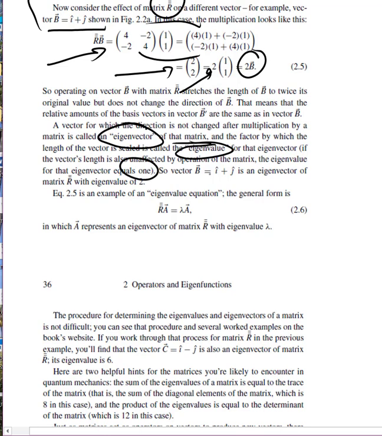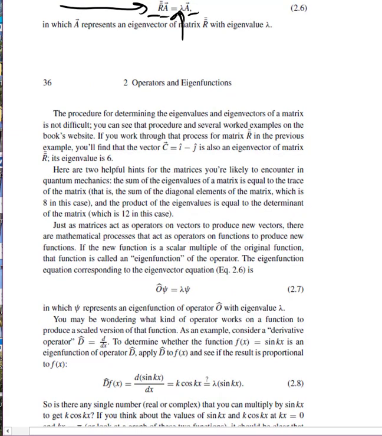Okay, so B equals i plus j, that is, one step in x, one step in y. That is an eigenvector of the matrix R with an eigenvalue of 2. And we can write that as a general equation. Here it is: R, the matrix, times some vector A, if it equals lambda, which is a constant, times A, then you have A as an eigenvector of R, and lambda is the eigenvalue.